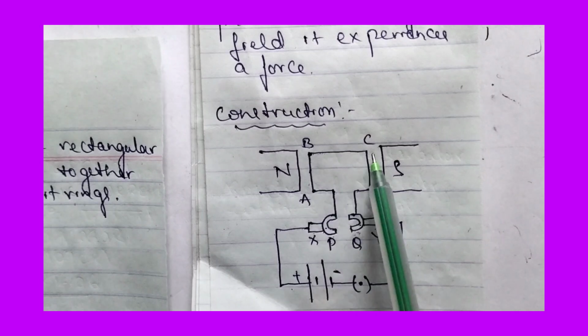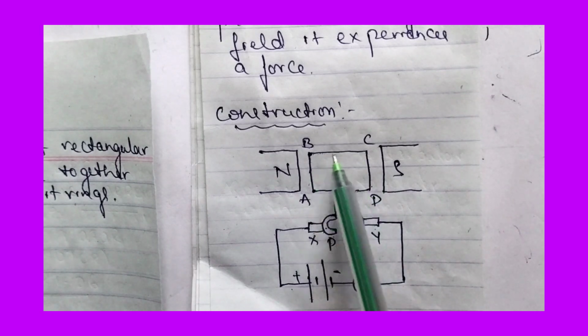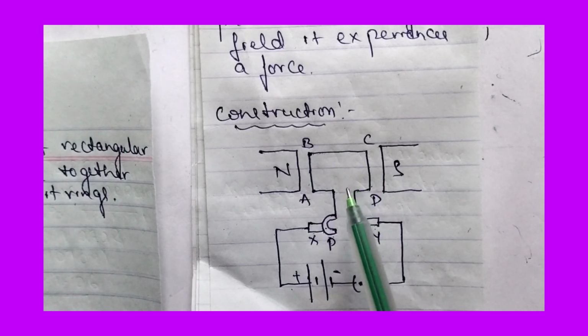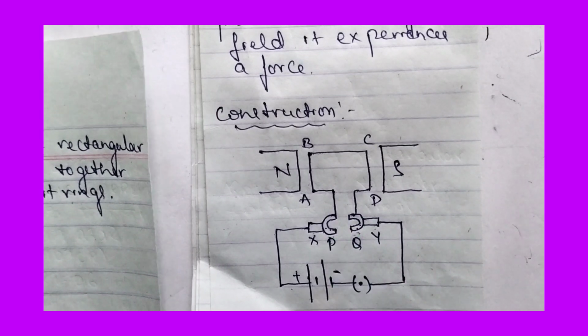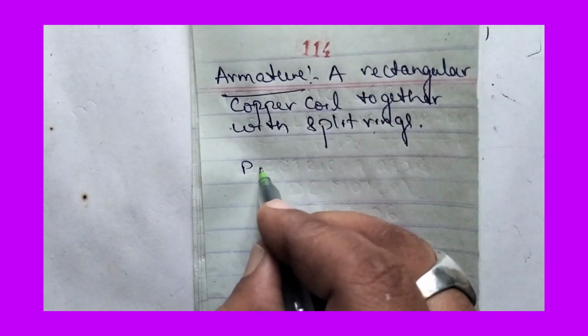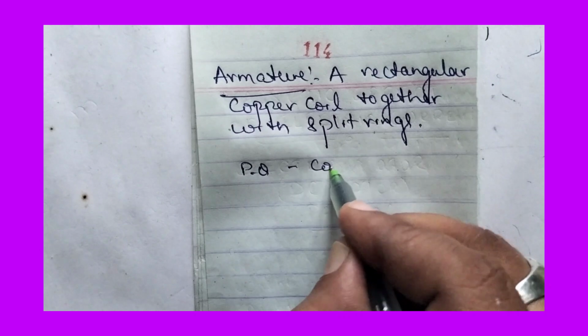So ABCD is a rectangular copper coil, PQ are the split rings. These split rings and ABCD rectangular coil together are called armature. This PQ is called split ring, or this split ring is also called as commutator.